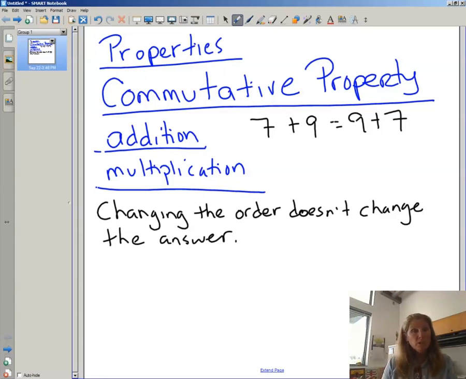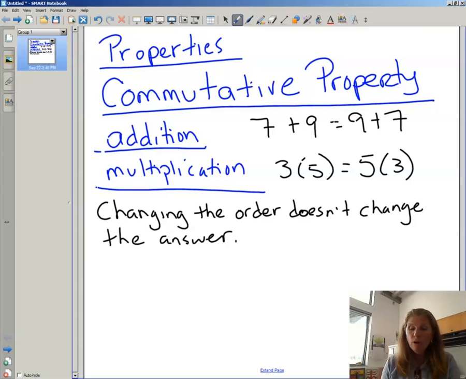That one's pretty straightforward, and for multiplication I could say 3 times 5 is equal to 5 times 3. Remember, when we write multiplication, we could use parentheses, or I could use the dot.